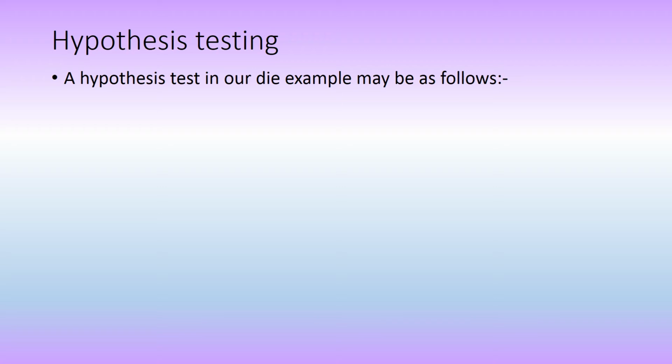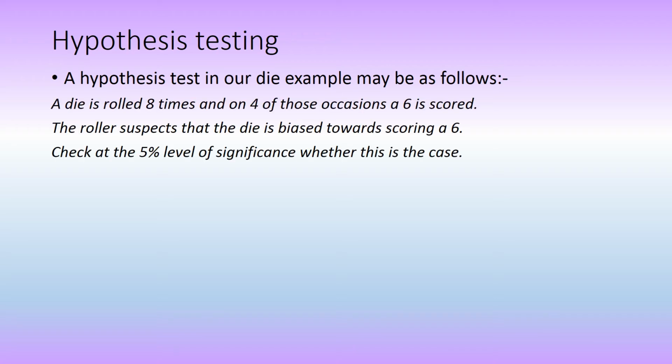So a hypothesis test in our die example may be as follows. A die is rolled 8 times, and on 4 of those occasions a 6 is scored. The roller suspects that the die is biased towards scoring a 6. Check at the 5% level of significance whether this is the case. So I'm writing now first of all that our situation here is modelled binomially with number of trials 8 and the probability of success 1/6.